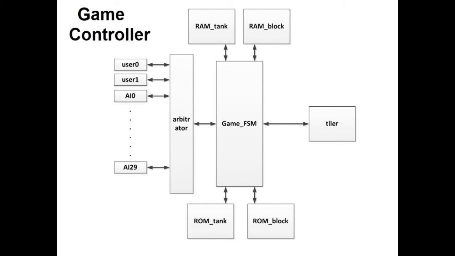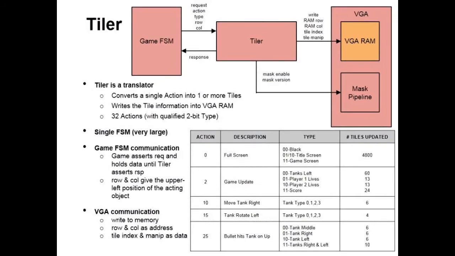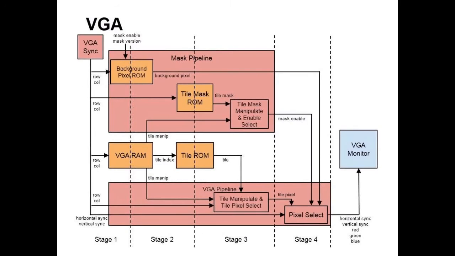Finally, the VGA module converts the tiles into individual pixels that can be consumed by the monitor. This division of labor enables each piece to do small amounts of work that are easier to debug and easier to build by themselves.